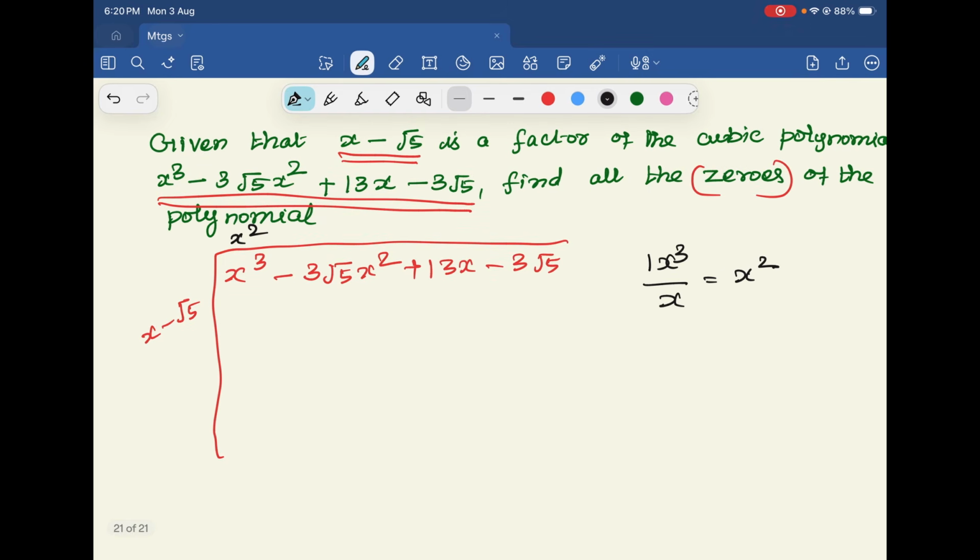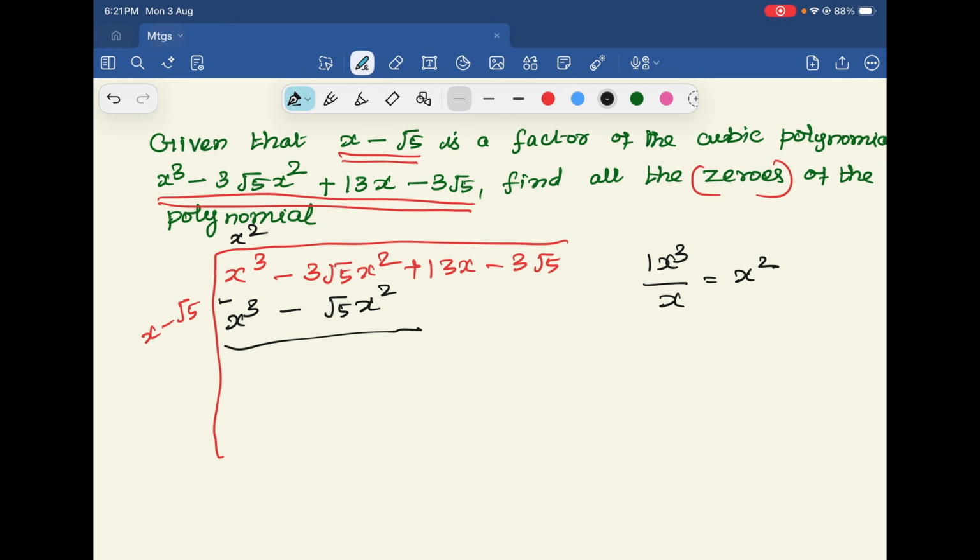Now we multiply x square. This is the quotient and this is the dividend. So x square multiplied with that divisor: x square into x is x cube, x square into minus root 5, first we have to multiply the sign, so minus root 5 x square.